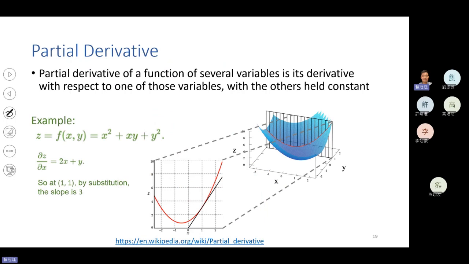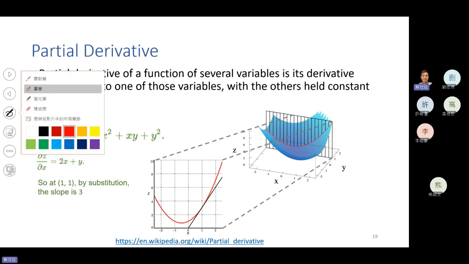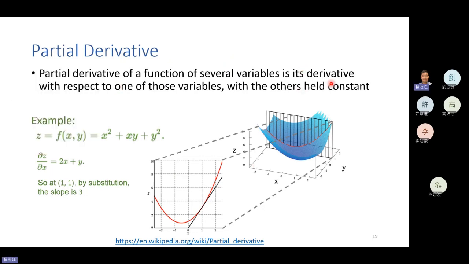So what is partial derivative? It's very important for deep learning. Partial derivative of a function of several variables is its derivative with respect to one of those variables, with the others held constant. So it's a derivative with one of the variables. So we can do it one by one.